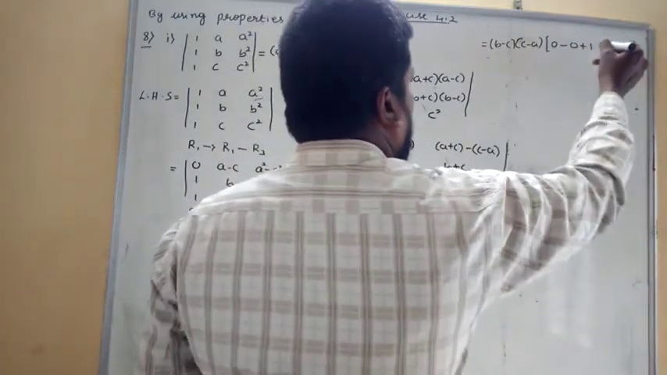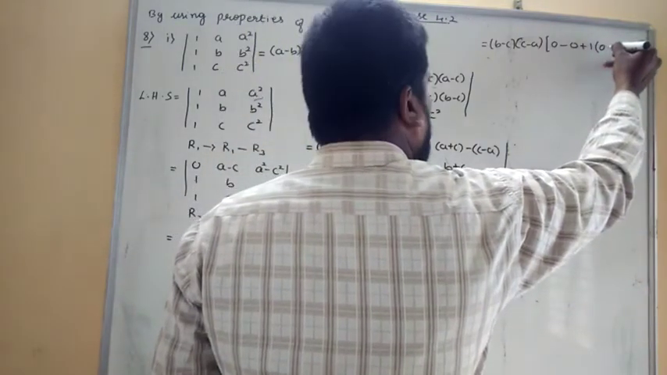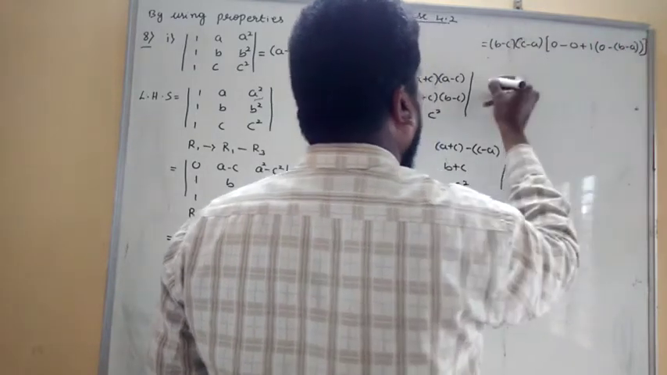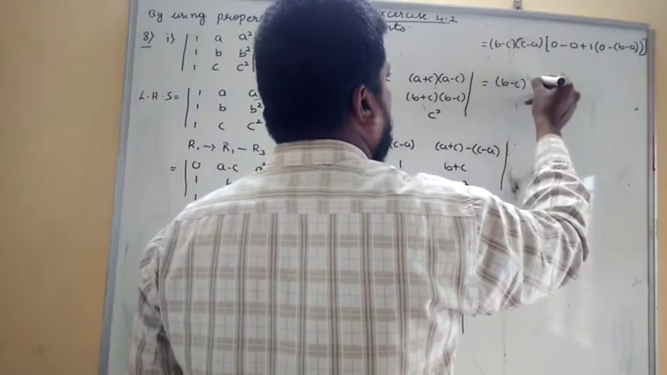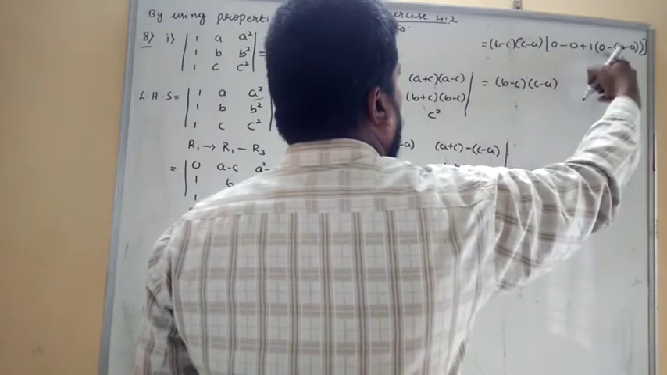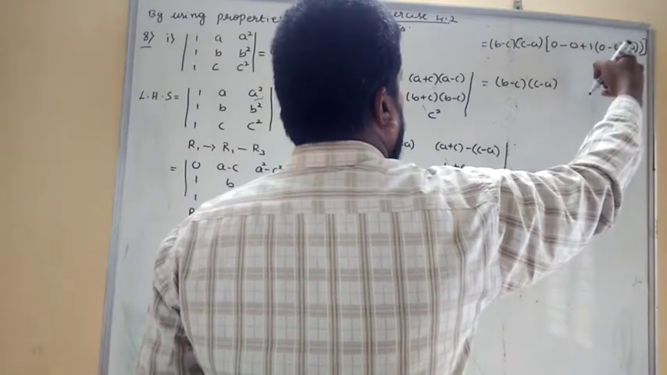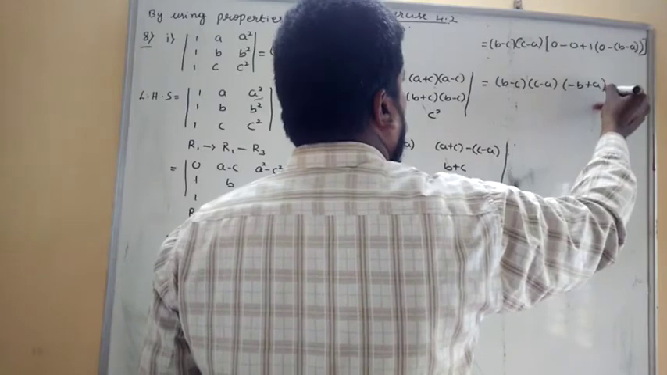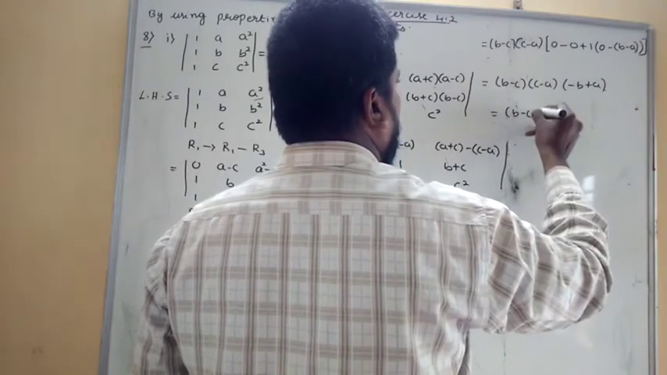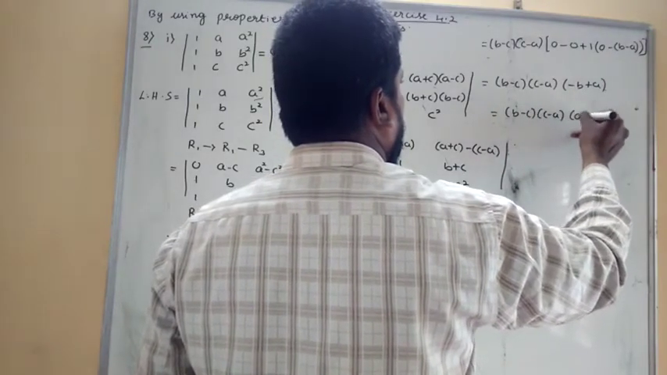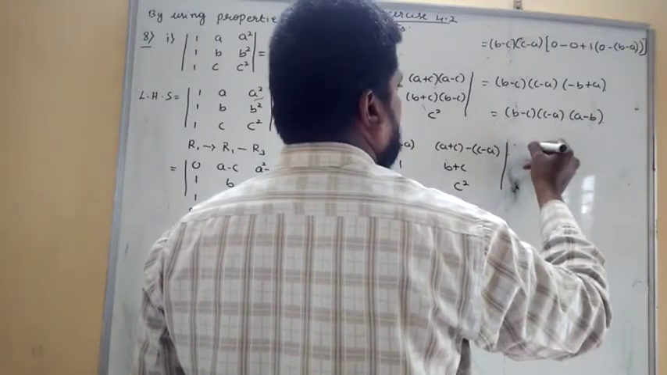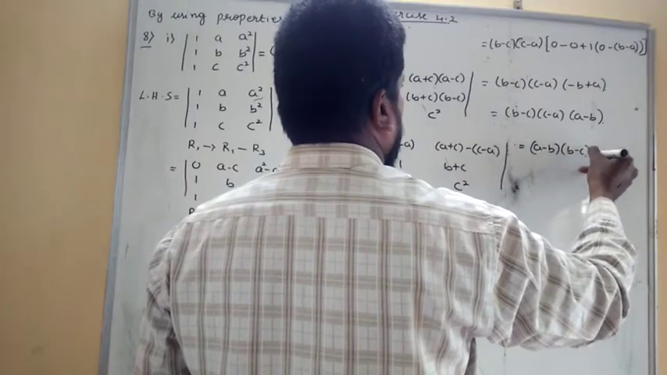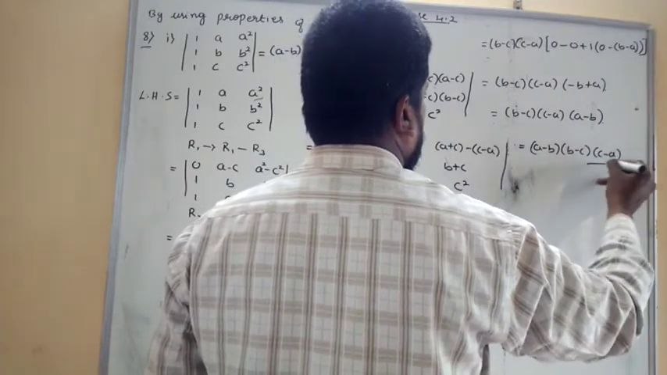Okay. So 0 minus of B minus A. Then B minus C, C minus A, minus into plus minus, then minus B plus A. You can write B minus C, C minus A, then A minus B. So the required answer is A minus B, B minus C, then C minus A. This is the RHS.